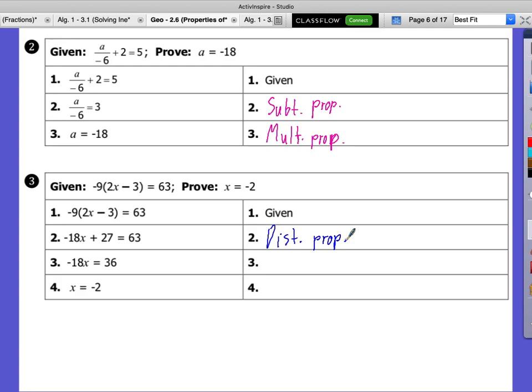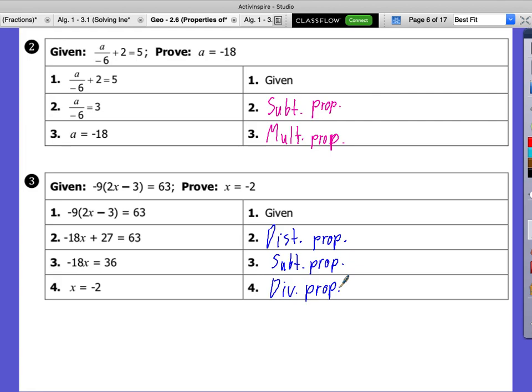Okay, let's go ahead and talk about this one up here. From step 2 to 3, from what I saw, we did our subtraction property. We subtracted 27 from both sides of the equation. Then from there to get to negative 18x equal to 36, I saw that we divided, those that I checked and those that other people checked had that we divided, that would be using our division property of equality there. Okay, our division property. Questions on that one?